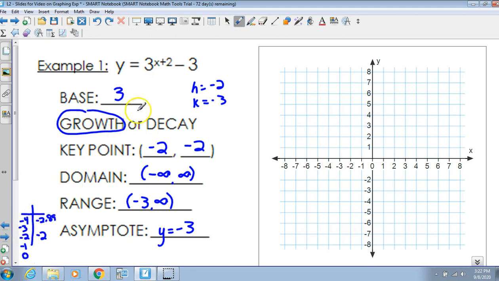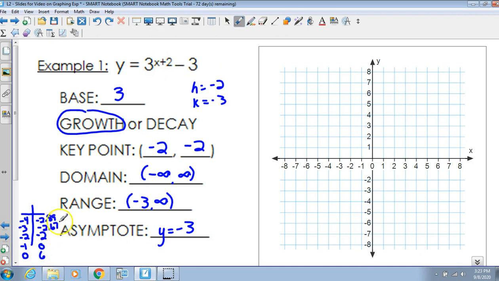If we plug in negative 3 plus 2, that's a negative 1. 3 to the negative 1 is 1/3. 1/3 minus 3 is negative 2 2/3, or about negative 2.67. If we plug in negative 1 plus 2, that's 1. 3 to the first power is 3. 3 minus 3, that's 0. And if we plug in 0, 0 plus 2, that's 2. 3 to the second power is 9. 9 minus 3 makes 6.